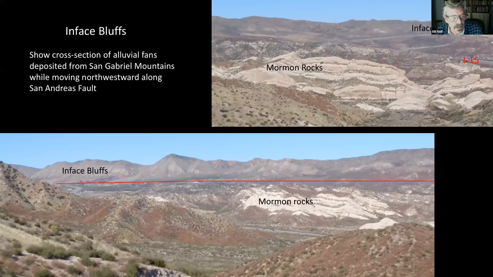Then the last unit I'll talk about is the Inface Bluffs. We're looking north toward the Mojave Desert. The San Andreas Fault is behind us. This is the road going up to Wrightwood. The Inface Bluffs are the remainder of alluvial fans that were shed from the San Gabriel Mountains when it was further to the southeast and had not moved to its present position.